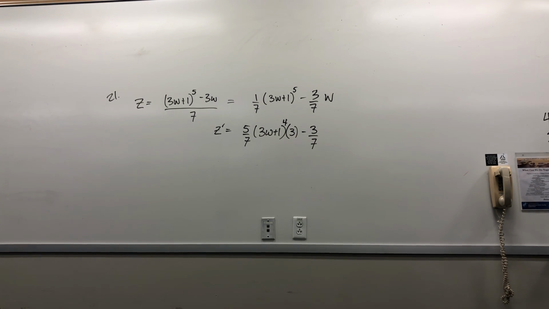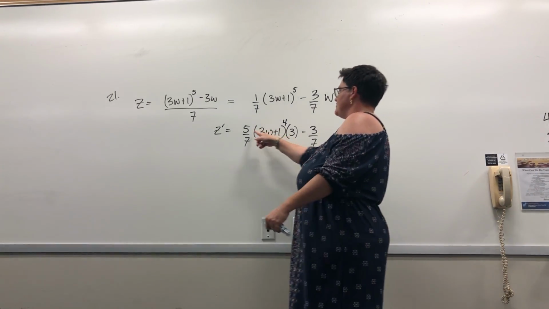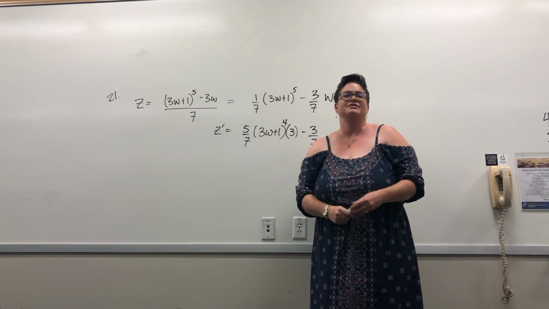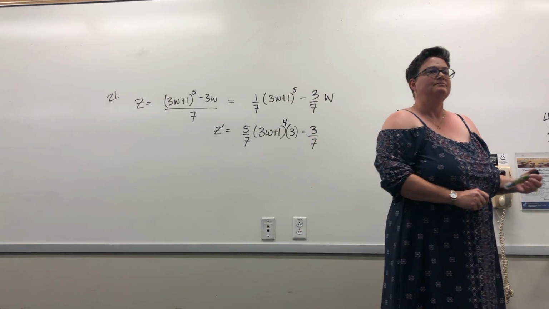How many of you way overthought this one? Wait, how come the answer is different in the back of the book? It just recombined stuff. What's 3 times 5? 15. And you still have a denominator of 7 over the whole thing.